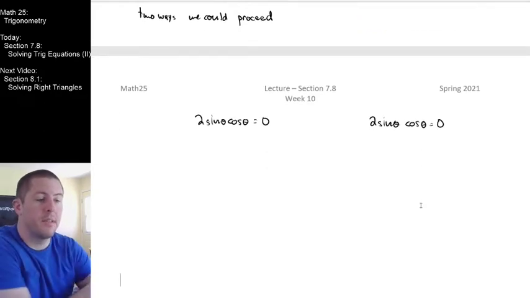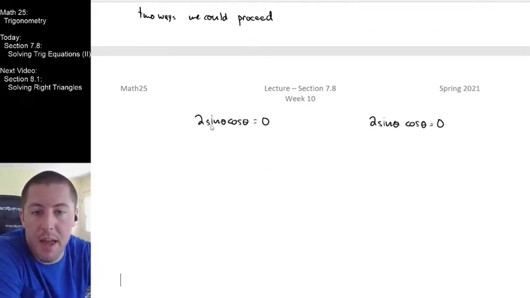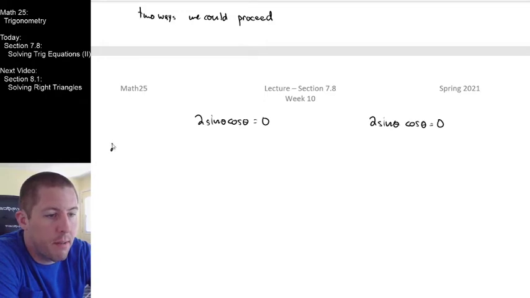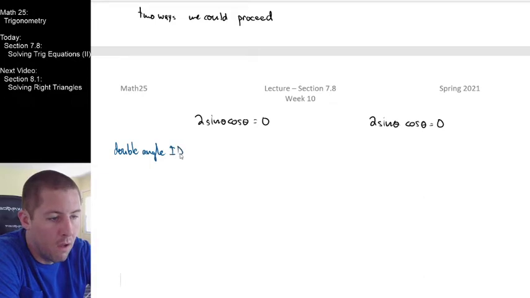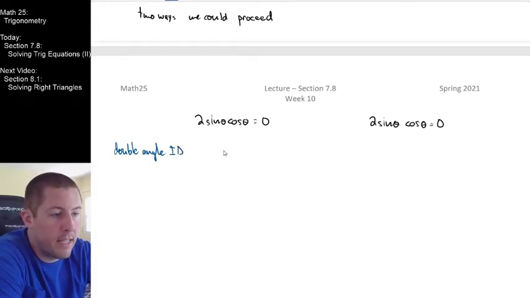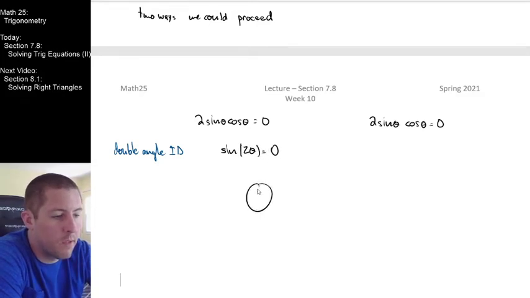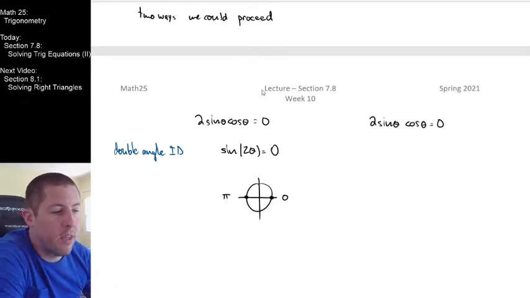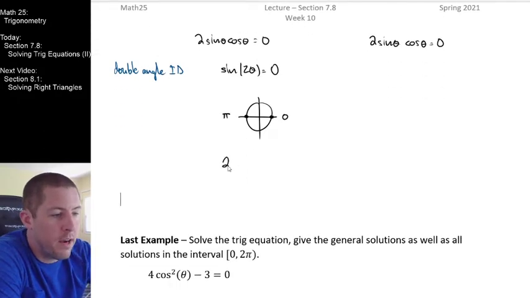So one thing I could do is say to myself, hey, listen, 2 sine theta cosine theta, I remember this identity. This is my double angle identity. My double angle identity says that this is really just sine of 2 theta equals 0. I know that sine in general gets me my solutions at 0 and at pi. And so therefore, I'm going to be getting 2 theta equals 0 plus 2 pi k.